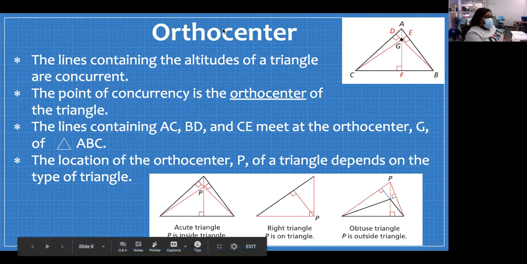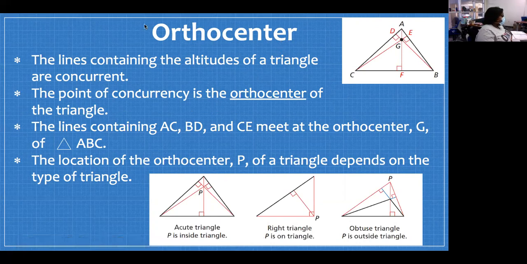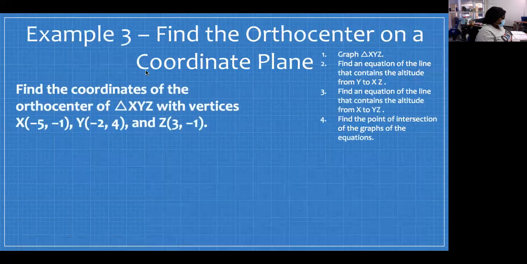Any questions about where the orthocenter is? Okay. So pretty straightforward. So now we just need to find the orthocenter. Okay, so it says find the coordinates of the orthocenter of triangle XYZ, and it gives us the vertices. So I'm going to take a little bit of time to draw the triangle. Glad I got some lines to help me out.